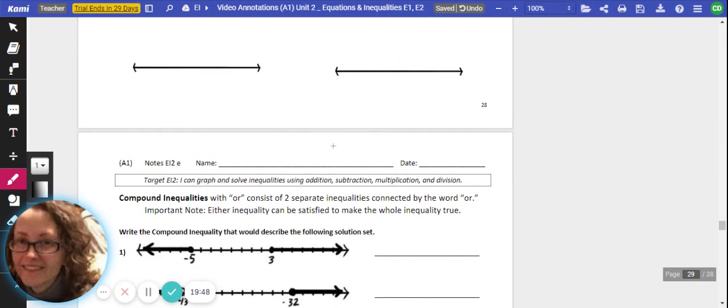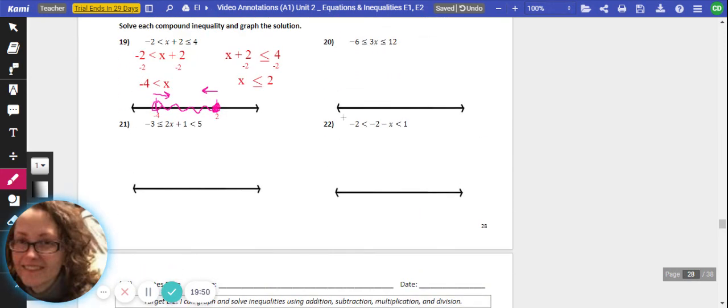Now we're going to go ahead and save the rest of these for our conversation during our Google Meet. If you have any questions, just make sure you write them down or circle them and then ask me during our Google Meet.